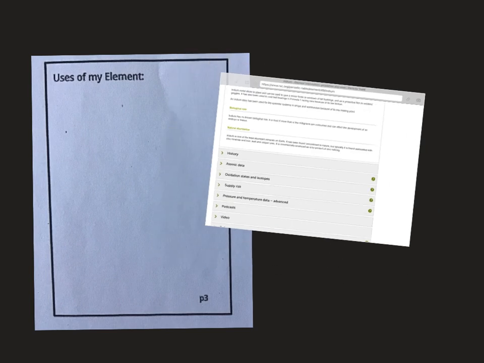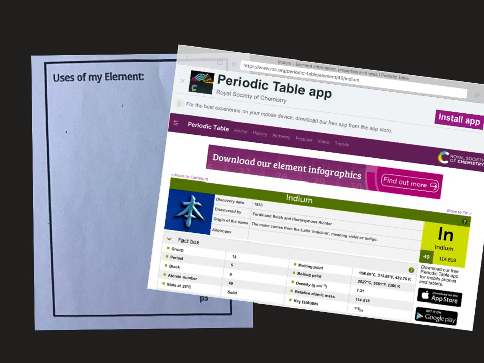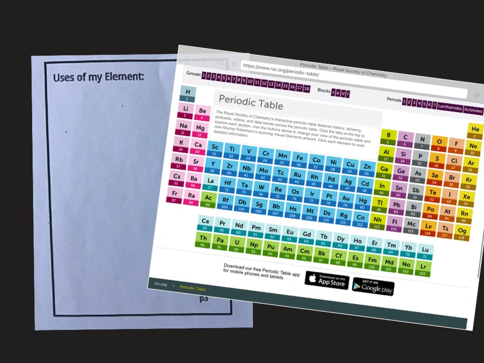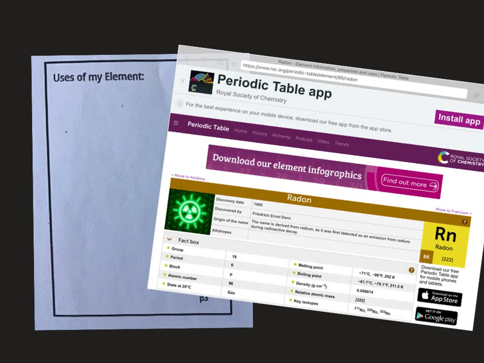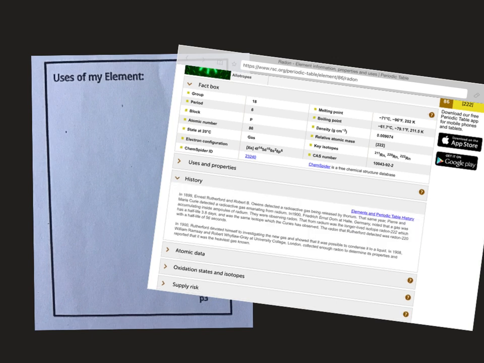As you study this information about your element, and you're looking, again, under uses and properties, I'm going to choose another element just to show this. Let's say your element is radon. You go to uses and properties, but you should also look at history. And sometimes when you look at the history, that may tell you uses, but it also might help you with the next page. The next page is interesting facts about my element. So the uses of my element and interesting facts about my element, they're going to cross over, and you're going to find information for both of those on this site. So just be aware that you might be filling out page 3 and 4 at the same time from this site.